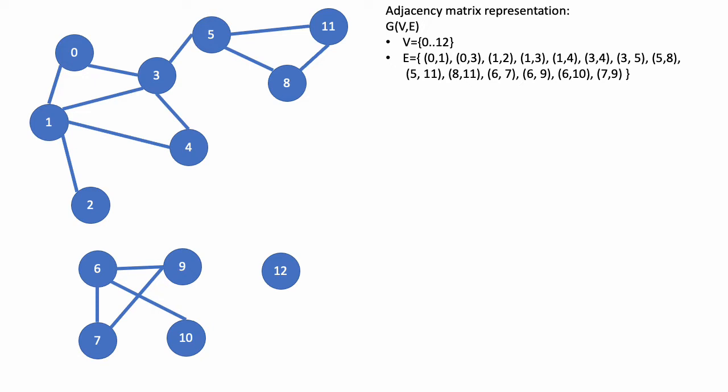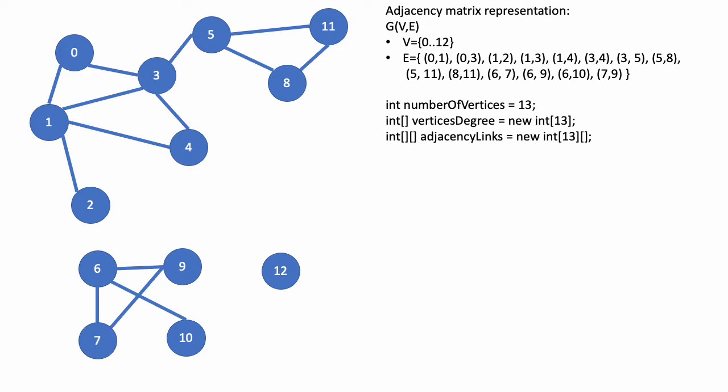To create the adjacency list representation, we'll use the data structure that was discussed in the previous videos. So we'll keep the number of vertices, and we know that there are 13 vertices from 0 to 12. So just keeping the number, we keep the entire set of vertices because they are numbered conventionally.